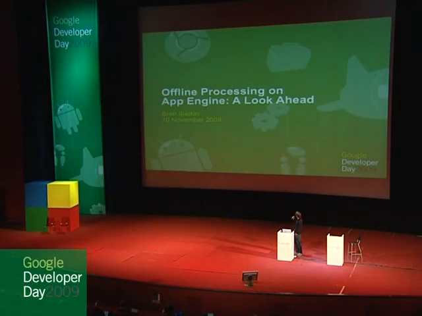Okay, let's go. So my name is Brett Slatkin. I'm a software engineer on the Google App Engine team. I'm here to give you a detailed look at offline processing on App Engine, what that means, where we are, where we're going, what's changed in the last few months, and kind of give you an overview so you can use some new tools with App Engine to accomplish tasks that you never could do before.